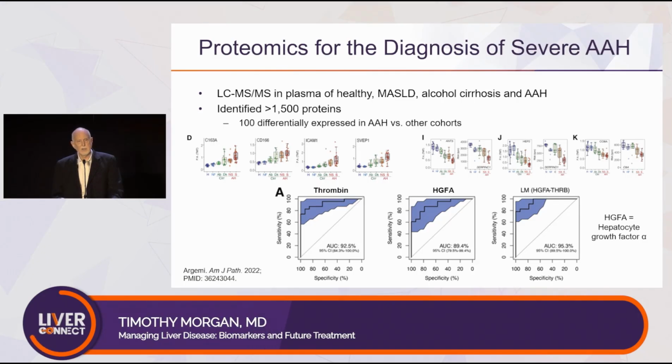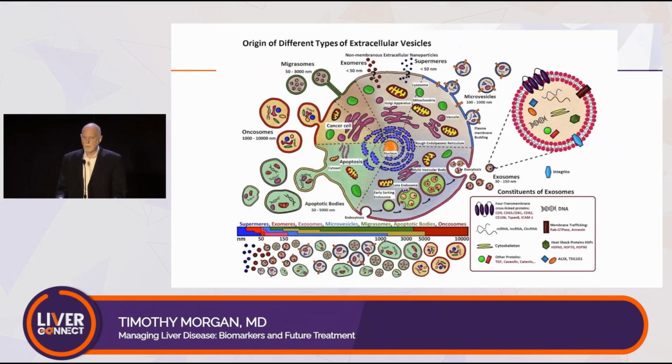And in the set of graphs on the right-hand side, you can see that as you develop more alcoholic hepatitis, these levels of proteins decrease. And then looking at them more closely, they could choose 2 proteins, thrombin and hepatocyte growth factor alpha, that individually had a pretty good AUROC for the diagnosis of alcoholic hepatitis. And the 2 together had a very strong 95%, 97% accuracy for the diagnosis of alcoholic hepatitis. So there's some suggestion that proteins might be able to help us diagnose severe acute alcohol-associated hepatitis.